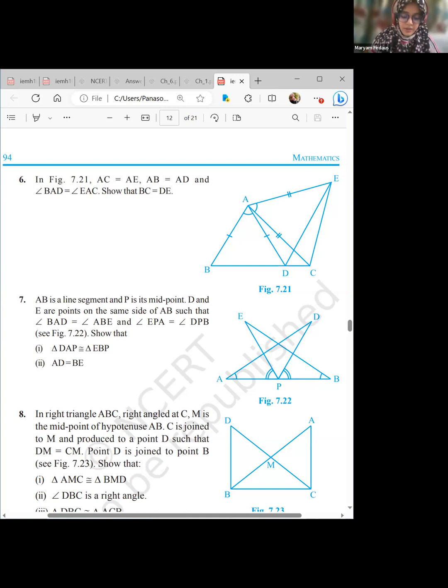Now in the question, read the question. It says that two sides, which two sides are equal? It says that AC is equal to AE. AC, this one, is equal to AE. Munir, what else is equal according to the question? Look at the question, question number 6. What all is equal according to the question?